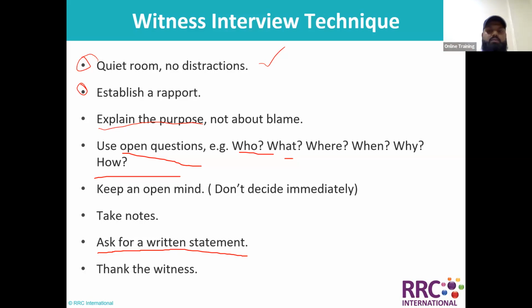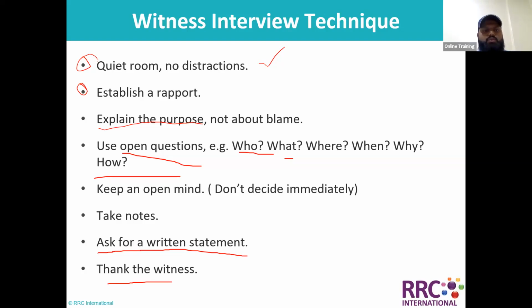And during the statement, you don't have to tell him anything. You don't have to give him any kind of signal or suggestion. Write whatever he is speaking. Then finally, once you get the statement, thank the witness. Thank you so much. Your statement is recorded. If he has not written it, then he just signs, or sometimes thumb impressions are required. We get those and then we let them leave.